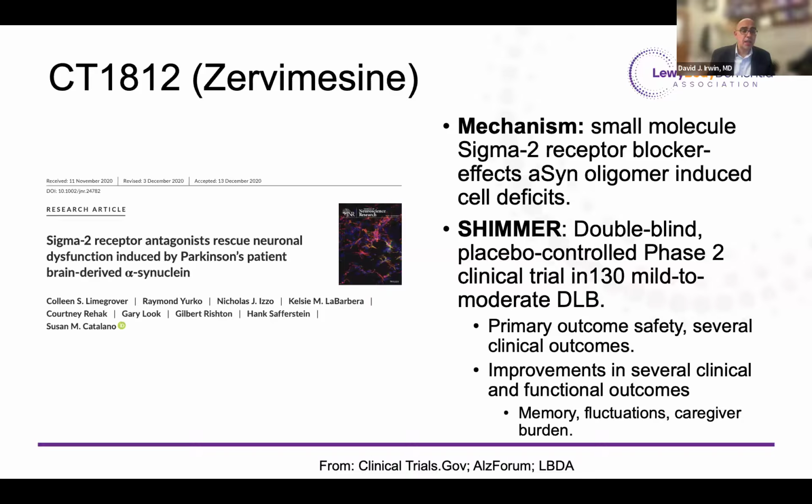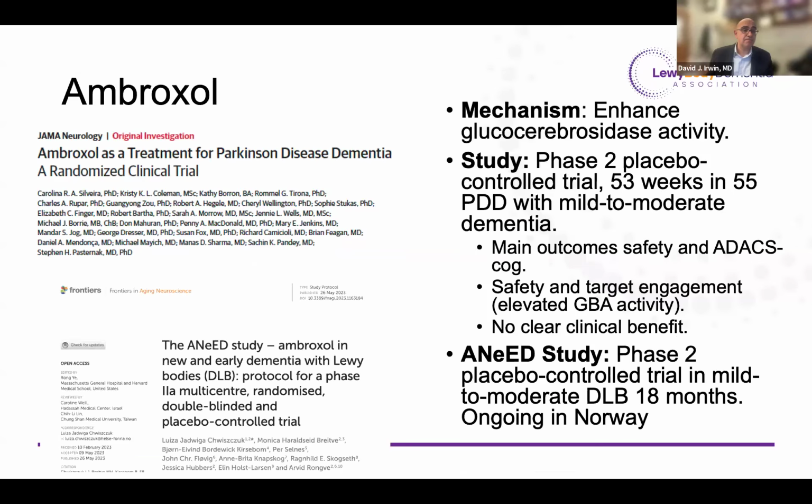It's important to also highlight that these trials were partially funded by NIH research projects, and LBDA research centers of excellence were also sites where these trials were conducted. So, important developments to help accelerate clinical trials in DLB.